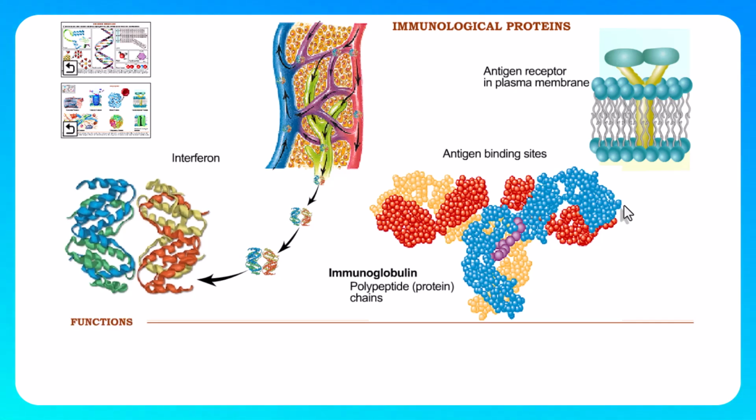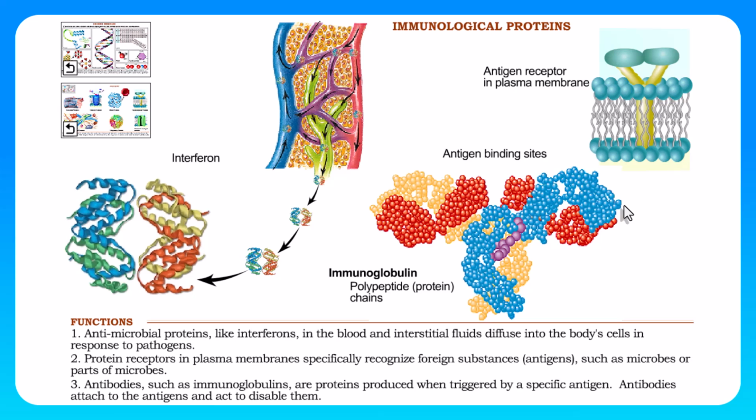Immunological proteins. Antimicrobial proteins like interferons in the blood and interstitial fluids diffuse into the body cells in response to pathogens. Protein receptors in plasma membranes specifically recognize foreign substances or antigens, such as microbes or parts of microbes.